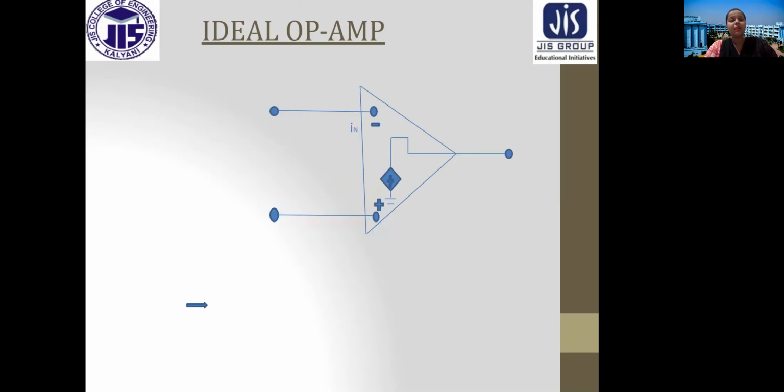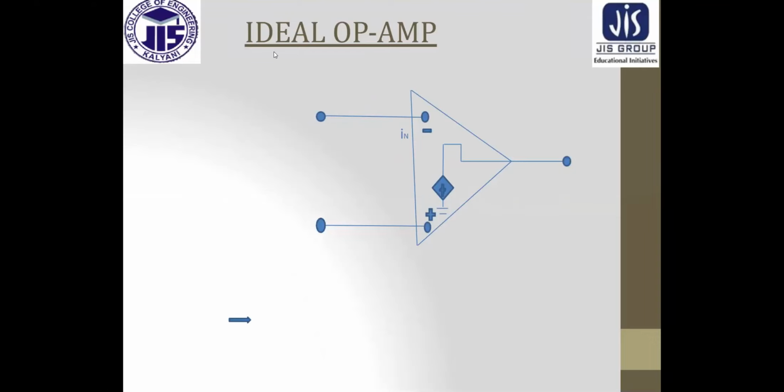This is the symbol of the ideal op-amp. Here in this video I will pause for some moments and I will tell you to draw the picture. So this is the first picture of an ideal op-amp. Just take a diagram of this one. Just take 2 or 3 minutes and draw a diagram of this one. This is the ideal op-amp. Here you can see that it has 2 input terminals and 1 output terminal.